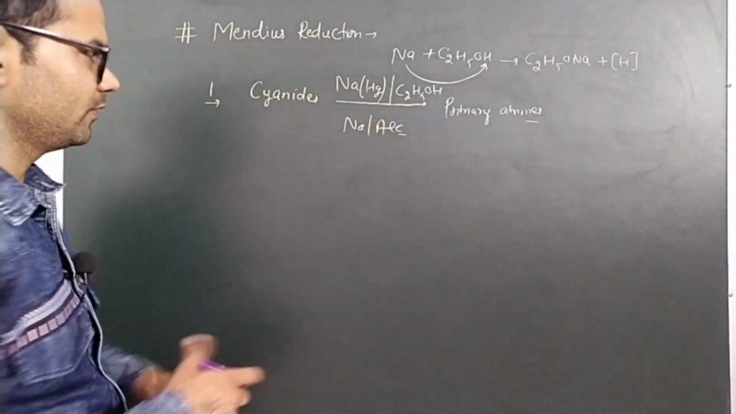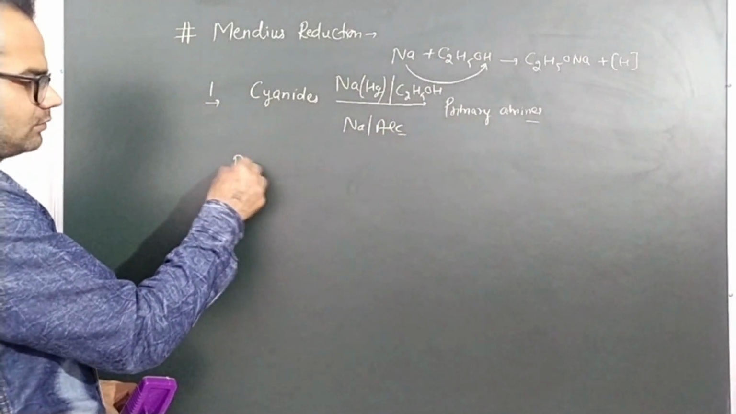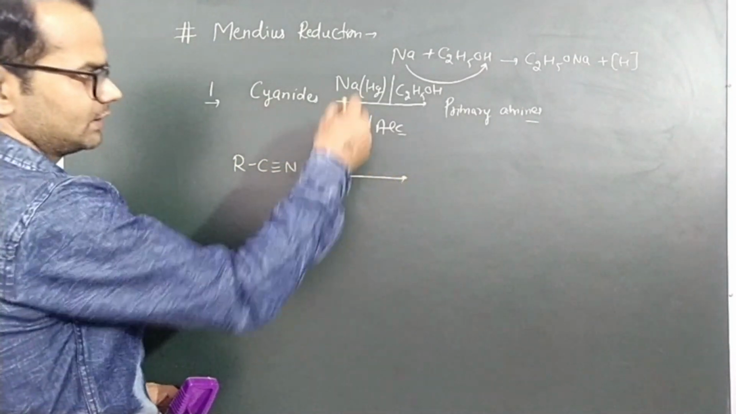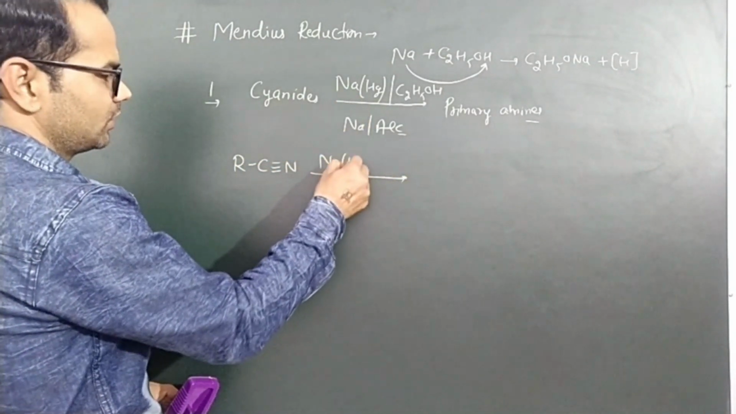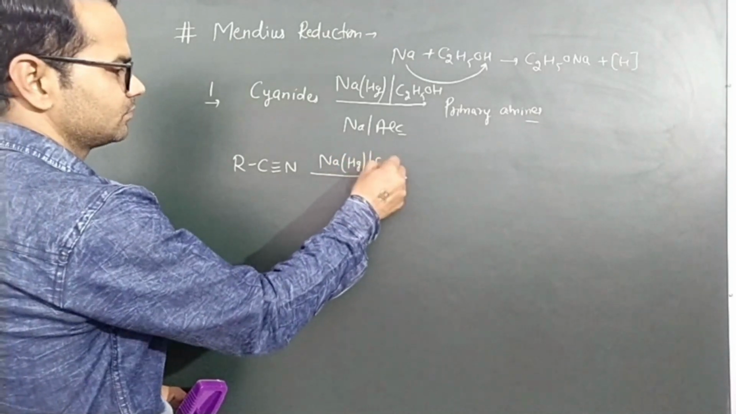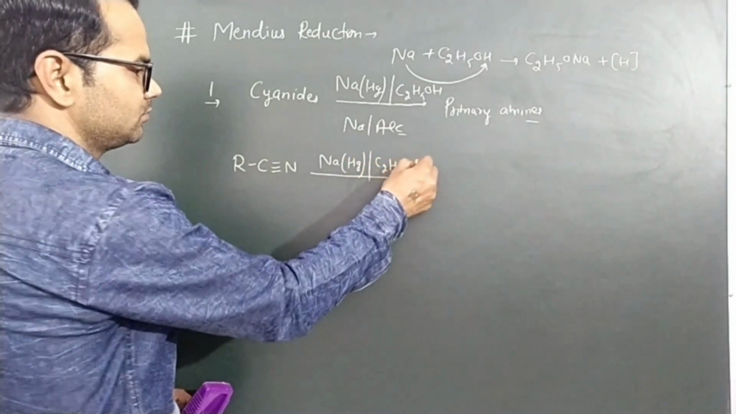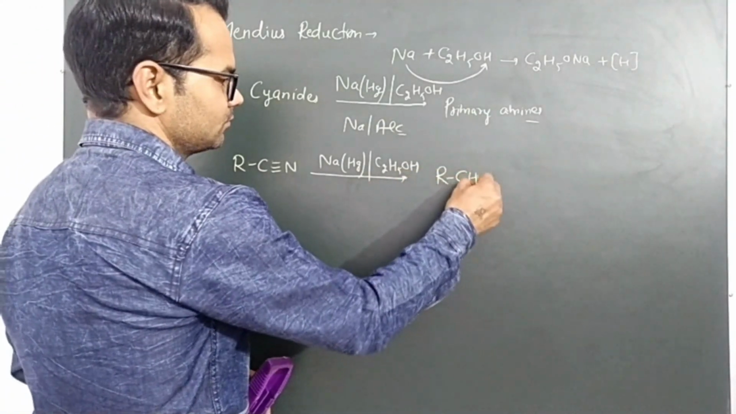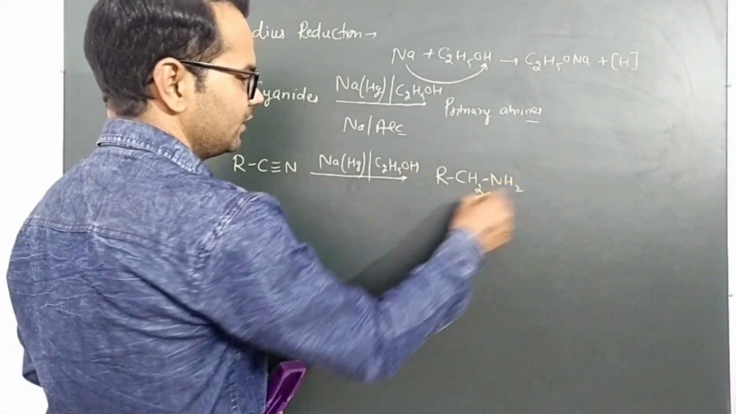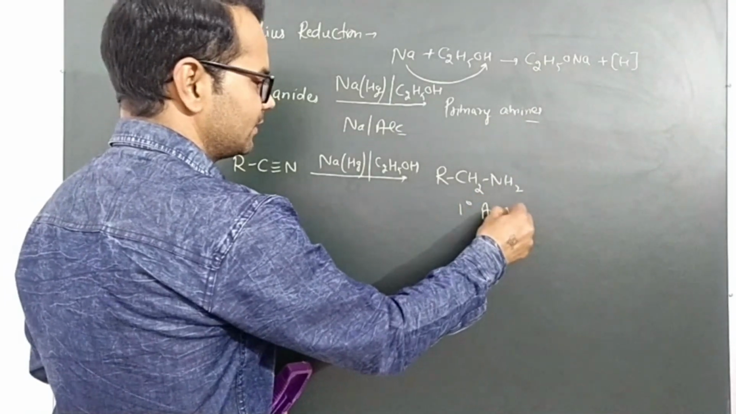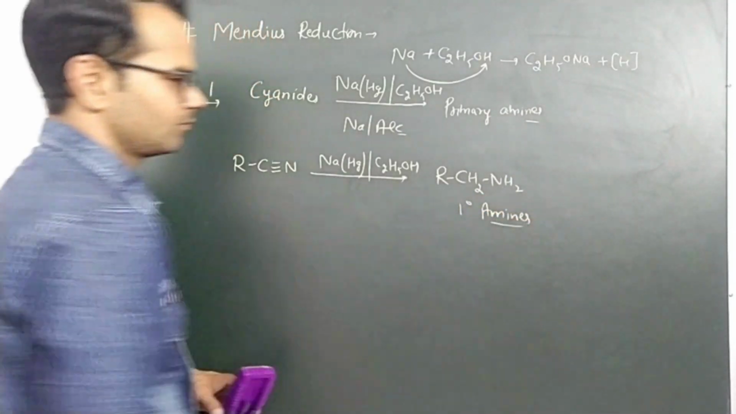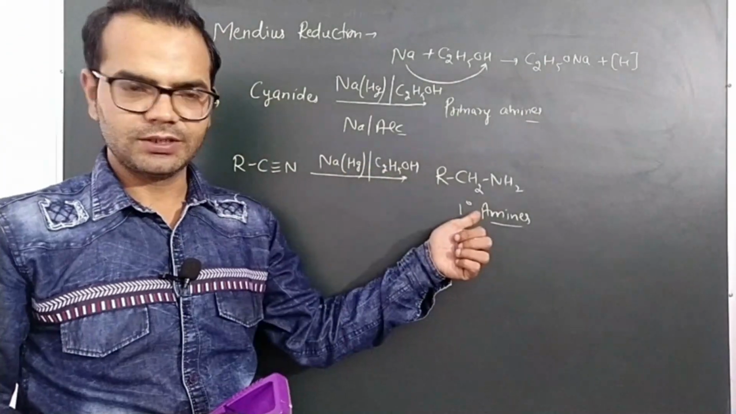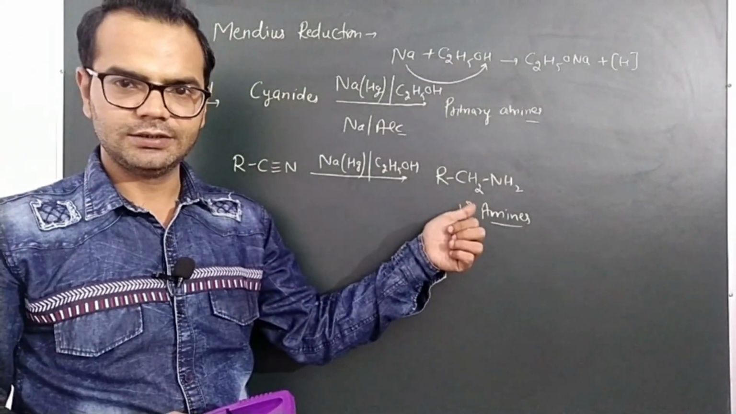So the general format of this reaction is RCN. The reducing agent is sodium amalgam with alcohol, to form 1 degree amines, or simply primary amines. So in Mendius reduction only primary amines are formed. There is no production of secondary and tertiary amines.